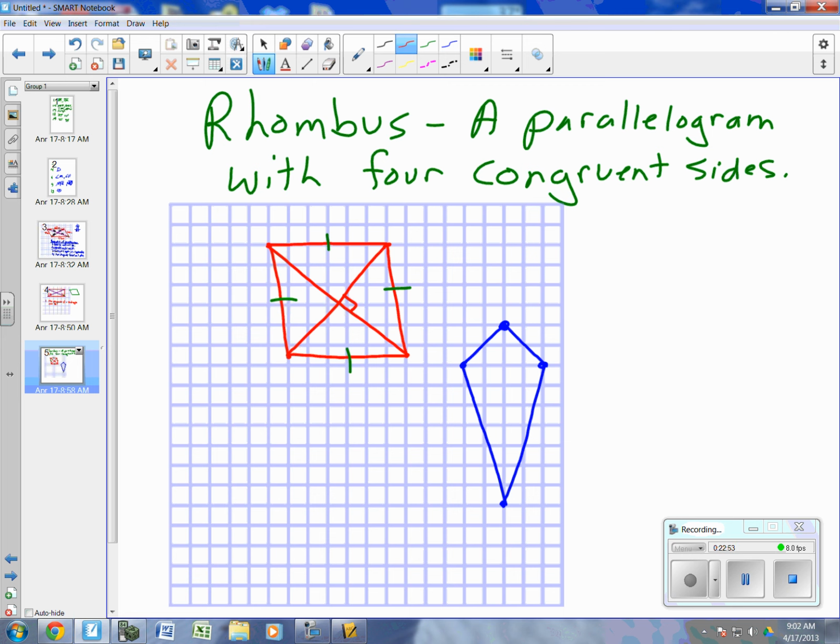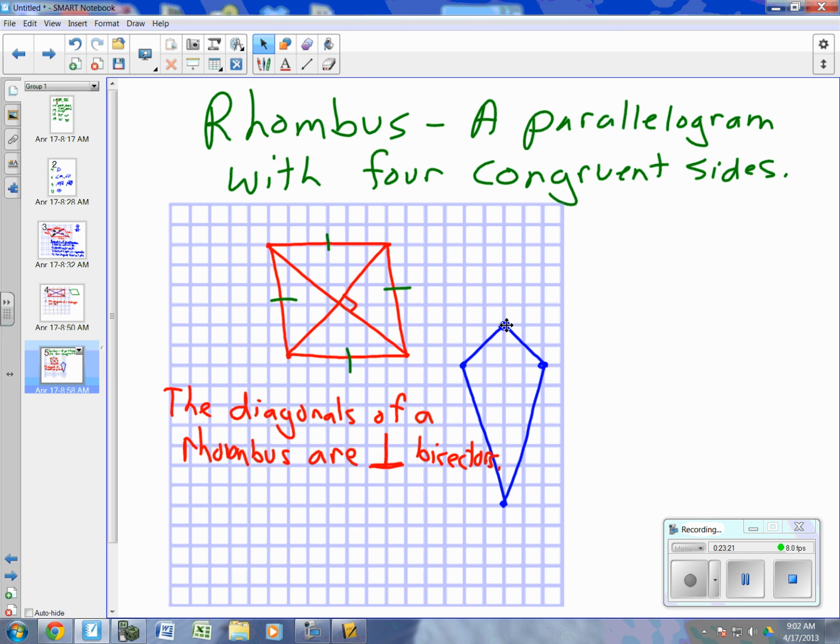So write this down. The diagonals of a rhombus are perpendicular bisectors. Have I showed you guys the symbol for perpendicular yet? An upside down capital T. The diagonals of a rhombus are perpendicular bisectors. You might want to put a little note right there pointing to that, saying perpendicular.